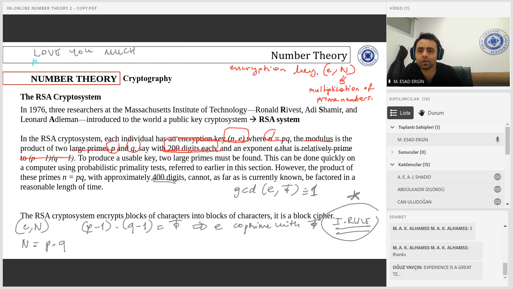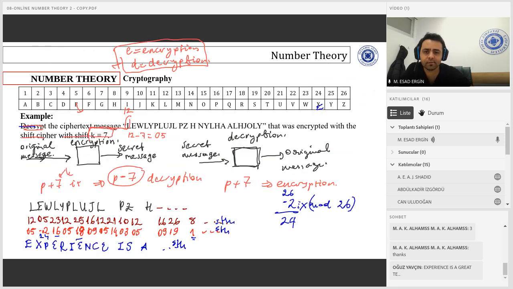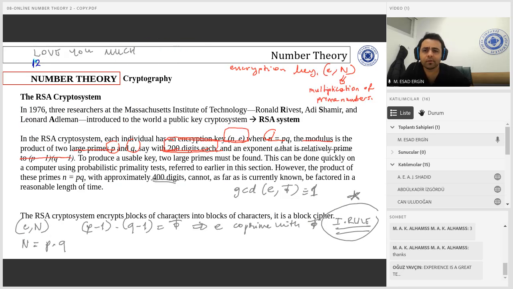Oops. F is 12 and O is 15, and let me say this is 22 and this is 05. Now we are going to use the RSA algorithm. We are going to apply it for each letter one by one. Why? Because I'm going to explain.